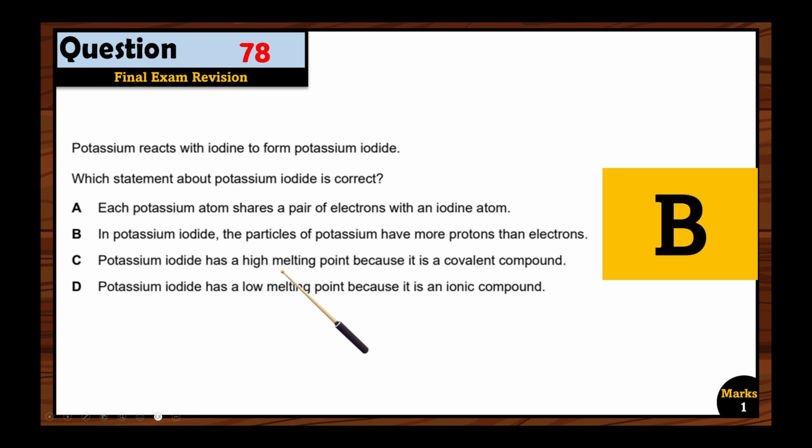Potassium iodide has a high melting point. That's also right. But because it's a covalent compound, wrong. It's an ionic compound. Potassium iodide has a low melting point. Of course, that's wrong. Low melting point is not a correct option.